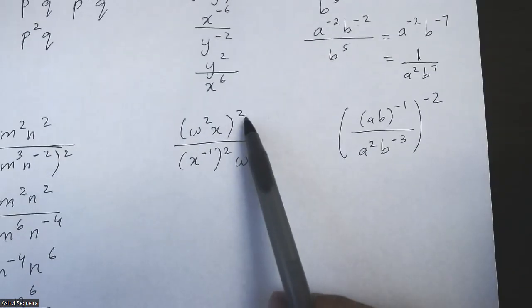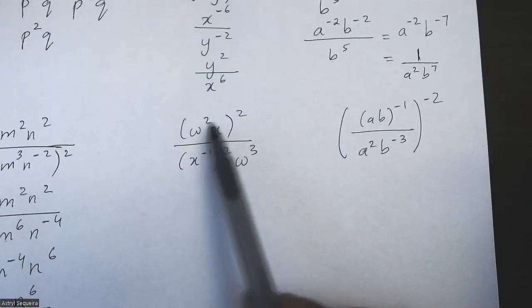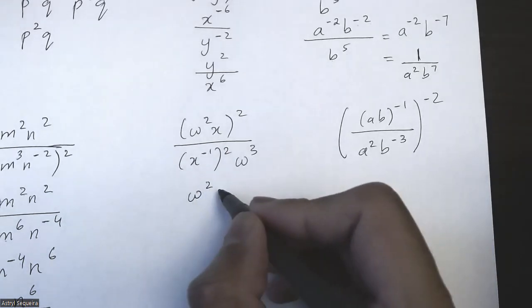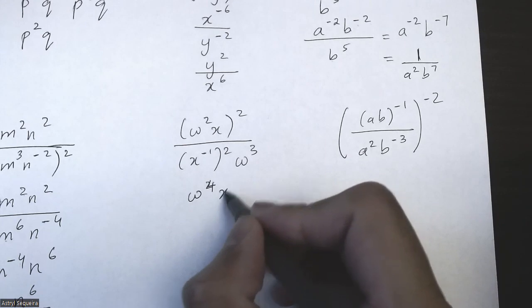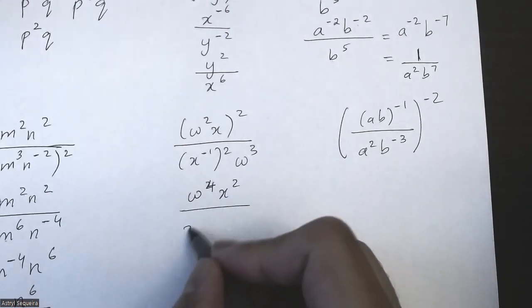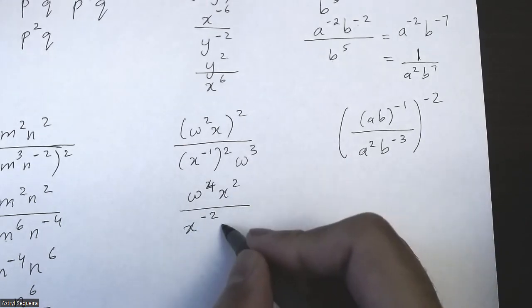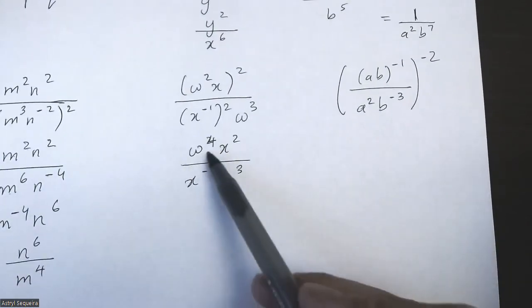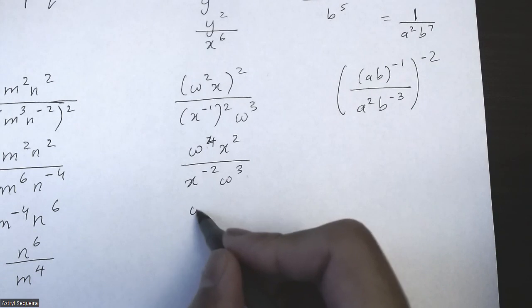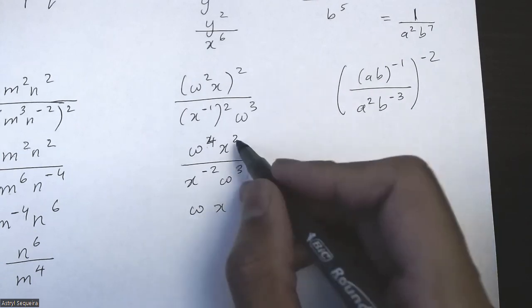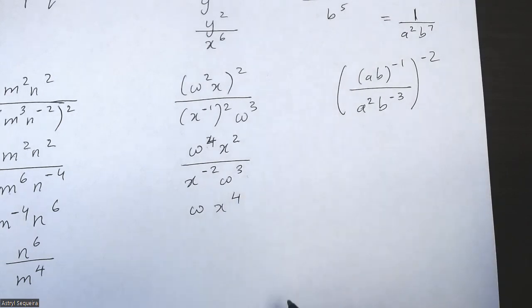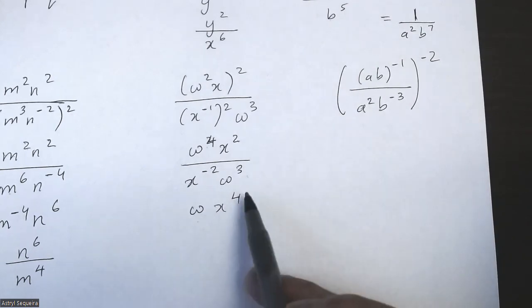Fifth question here, I'm going to distribute both these two exponents into the two brackets to begin with. So it becomes w^4 x^2 divided by x^-2, w^3 stays the same. Now we can combine. So 4 minus 3 is just 1, and 2 minus negative 2, that's 2 plus 2, which is 4. So my final solution is wx^4.